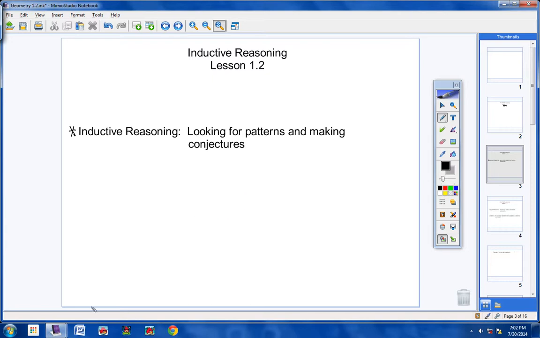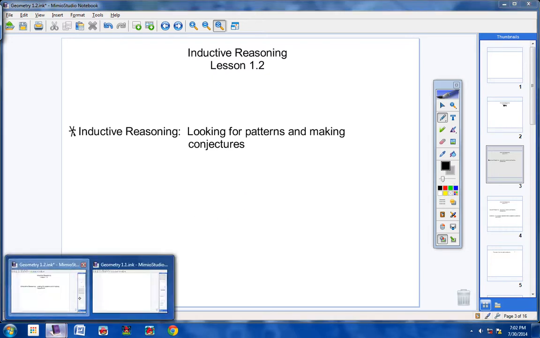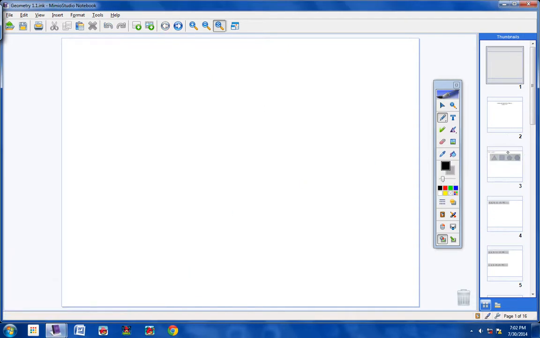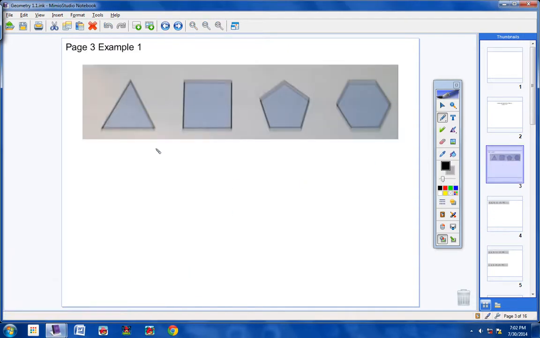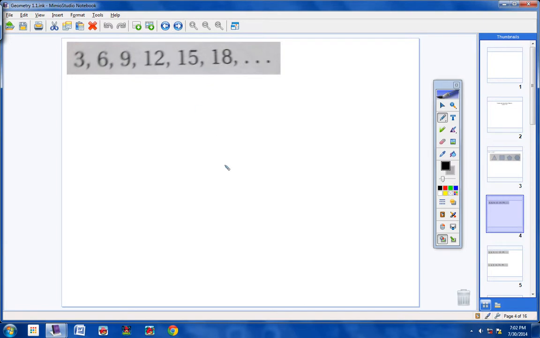Let me show you something real quick, okay? In yesterday's notes, that's what we were doing. Remember how we looked at this pattern here and we tried to find the next figure? And then we also looked at different lists of numbers and we tried to figure out what numbers would come next. Well, you didn't realize what you were doing, but you were actually making conjectures. And you might say, well, Mr. Earhart, what is a conjecture? And I'm going to show you that in just a second.